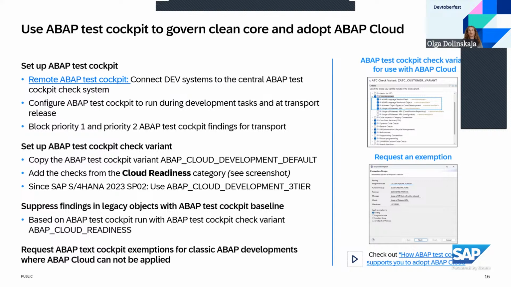The recommendation here is to work with the baseline. You run the ABAP Cloud readiness checks initially over your custom code and take all the findings into the baseline. And this allows you to develop further with ABAP Cloud, and the old findings in your classic old code will not prevent you from using the ABAP Cloud development model.